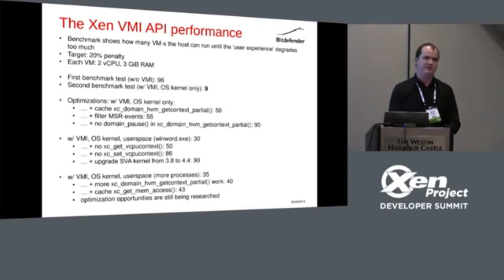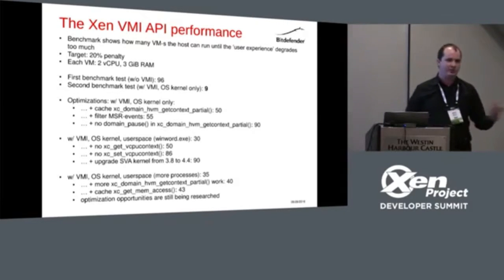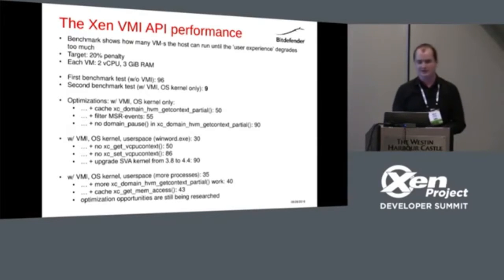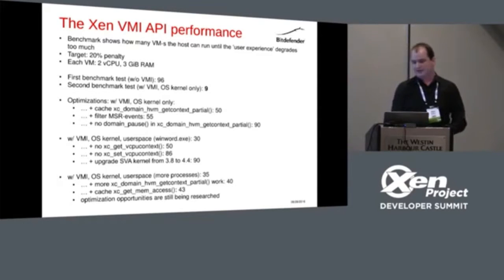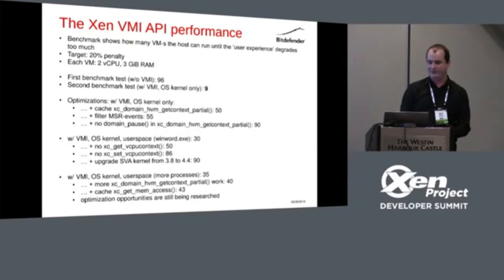Then we started filtering the MSR events even more. The initial API was all or nothing. That is, you either receive notification for all MSR changes or for none. So that didn't really work for us. We refined the API, so we only receive notifications for the MSRs that we're interested in. So R star, L star, sysenter, and so on. That got us another 5 VMs, got us 55 out of 96.